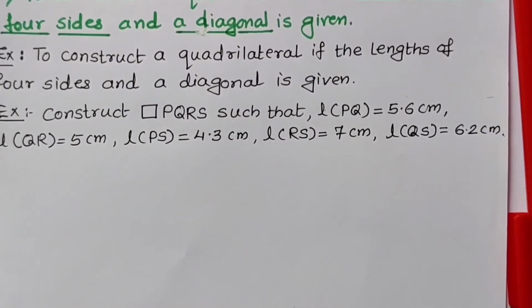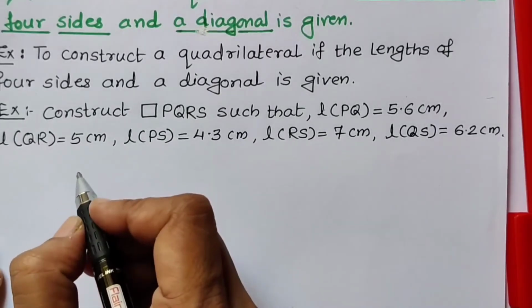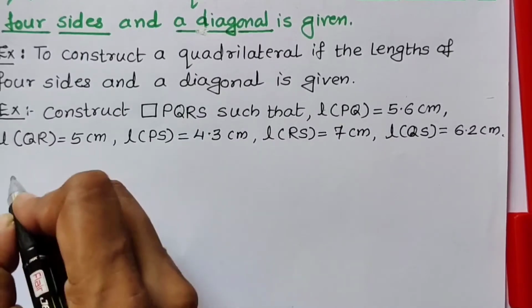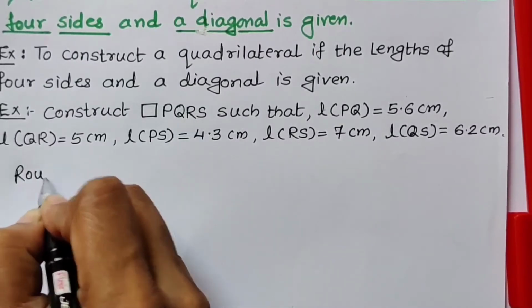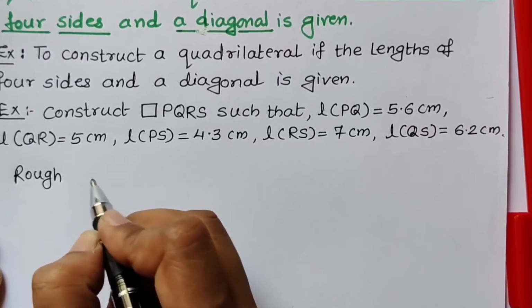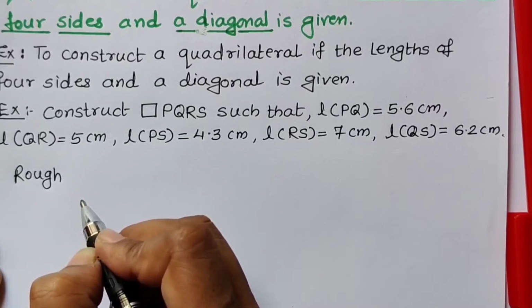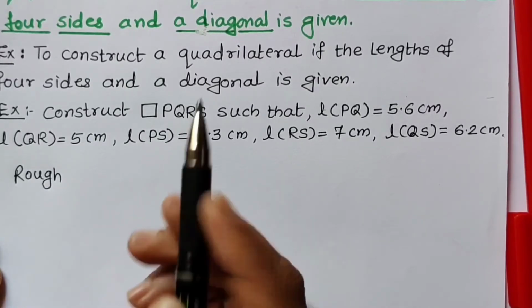For a rough diagram, you don't need to show exact measurements. Are you understanding? We are not going to use exact measurements; we are just drawing a rough diagram. For drawing the diagrams, I am using my pen so that all the diagrams are visible clearly to all of you. That's why I am using a pen.